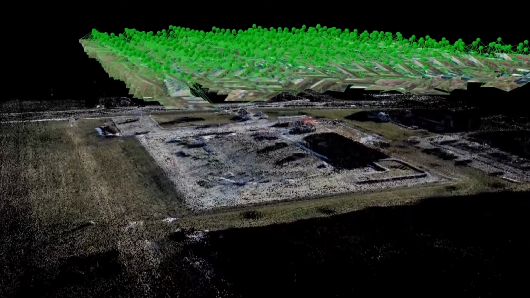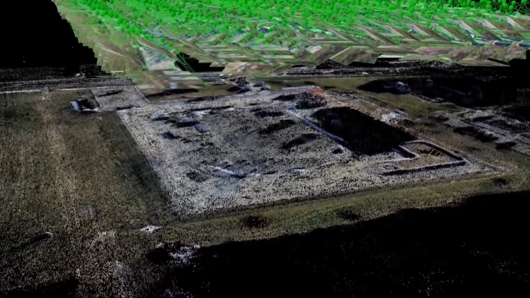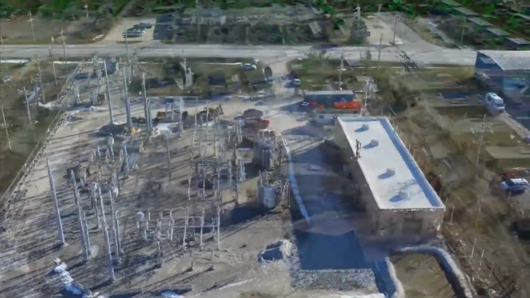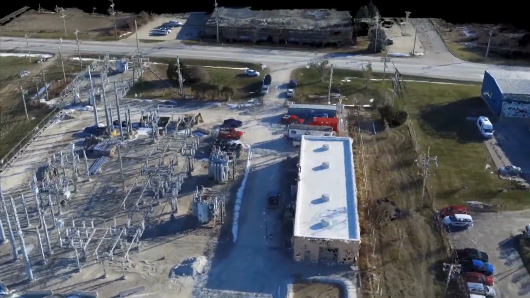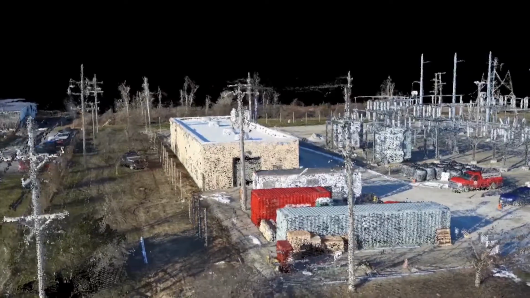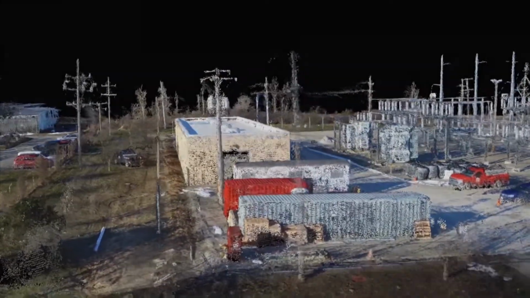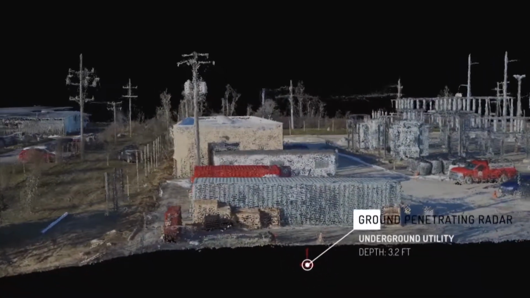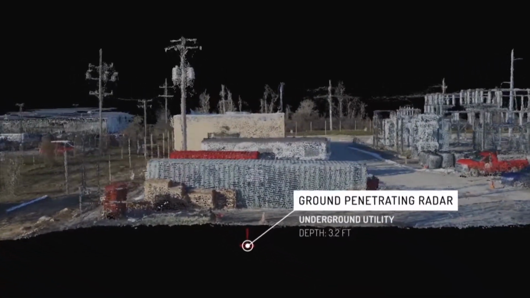Acquiring site data with UAVs minimizes the need for site access and greatly reduces time on site. The photographic data is converted to 3D data using a technique called structure from motion. Other data sets can also be included in the model, such as subterranean obstructions identified with ground-penetrating radar.